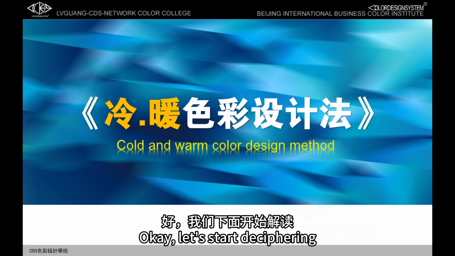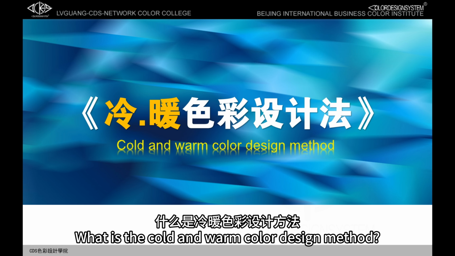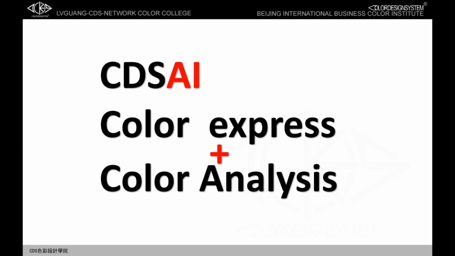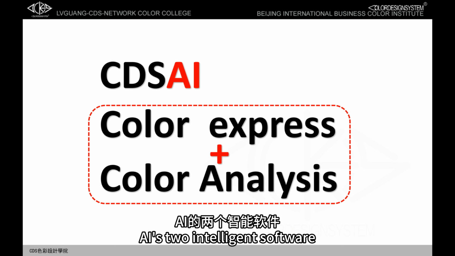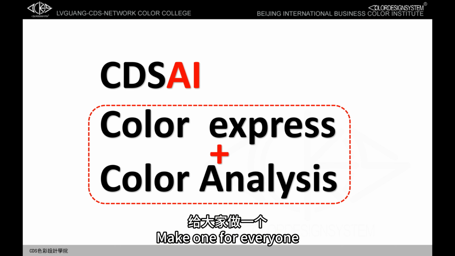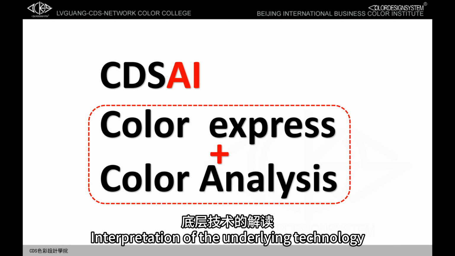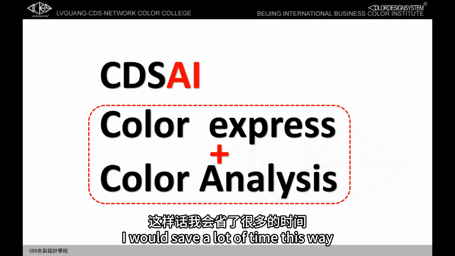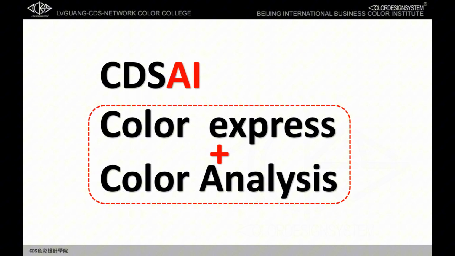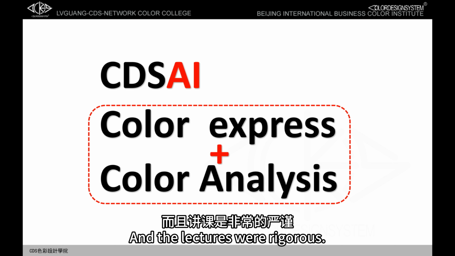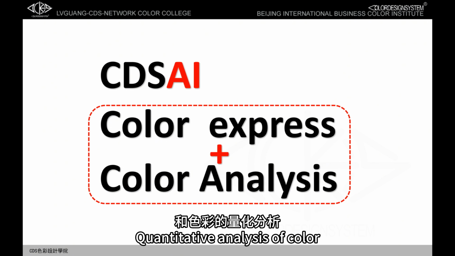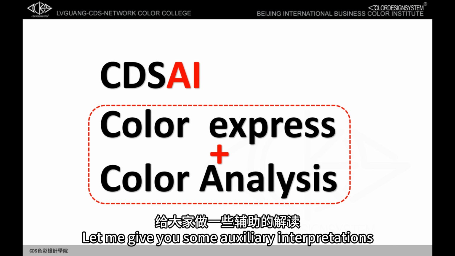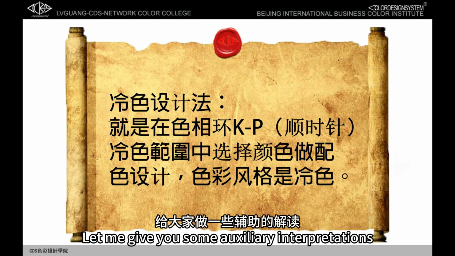Okay, let's start deciphering. What is the cold and warm color design method? When doing this course design, we still use CDS, the too intelligent AI software. We made an interpretation of the underlying technology for everyone. This saves a lot of time, and the lectures are rigorous. We used the color scheme for quantitative analysis of color. Let me give you some auxiliary interpretations.